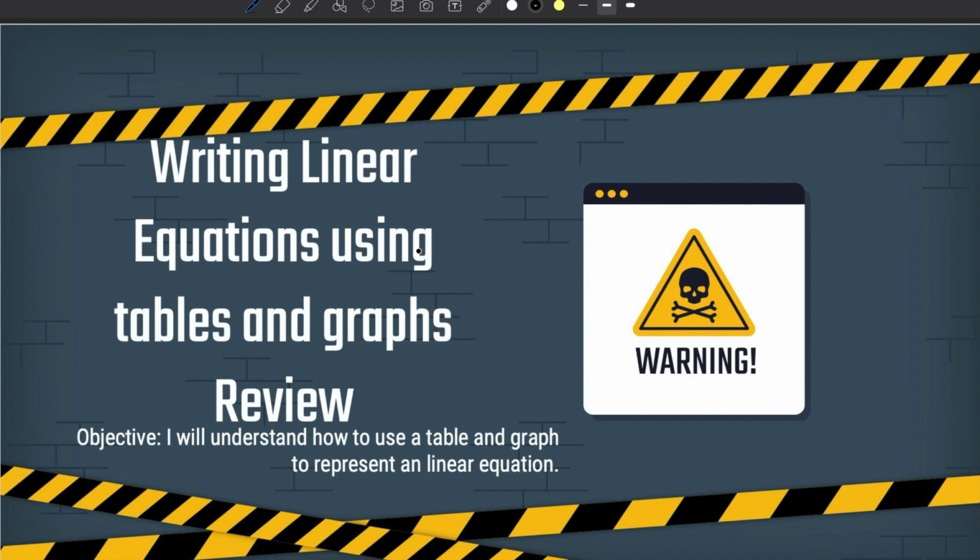Alright guys, for today's lesson we are writing linear equations using tables and graphs. It is a review day. Our objective is I will understand how to use a table and a graph to represent a linear equation.